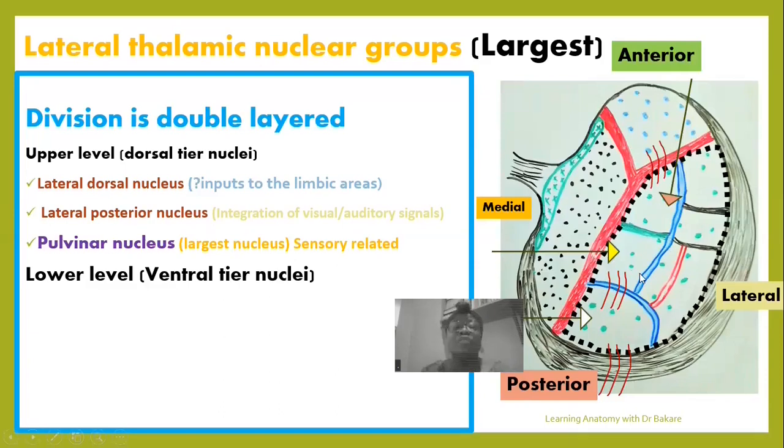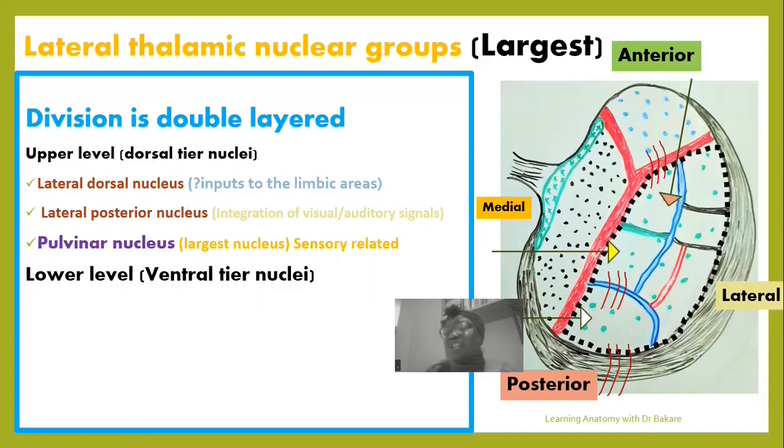Then going further to the ventral group of nuclei, which of course are seen at the lower part of the lateral region of the thalamus. This is the upper region. So in the lower part, remember we described it as a two-layered structure on the lateral part. So it appears that the lateral thalamic nuclei here is more complicated than what is seen in the anterior and also the medial thalamic nuclear group. So for the lateral thalamic nuclear group, we already described the upper collection of nuclei. And of course, these are referred to as the dorsal nuclear group.